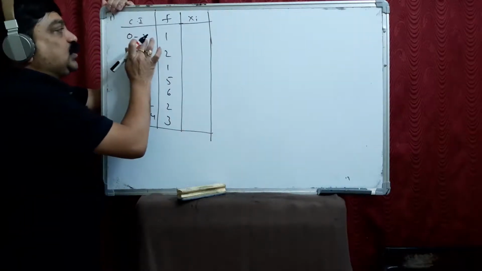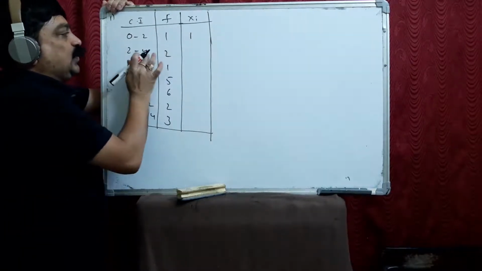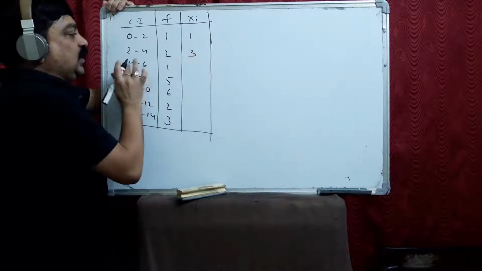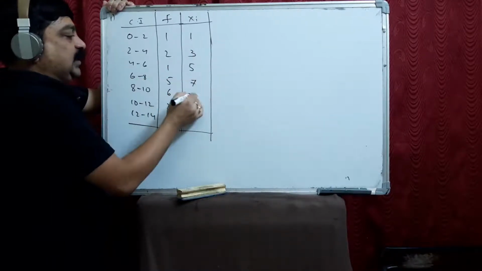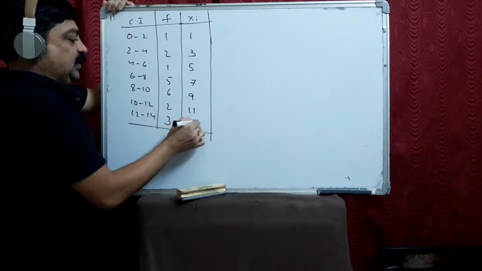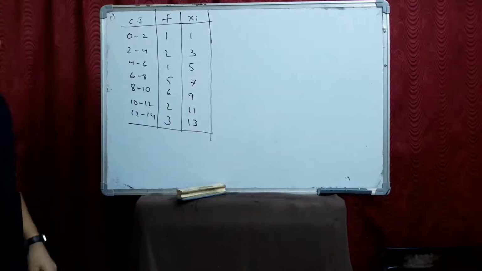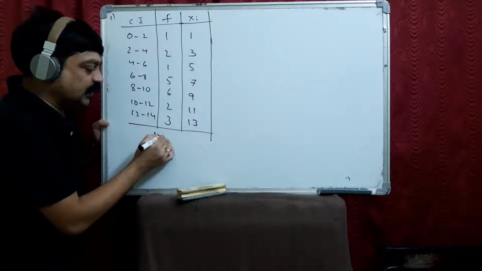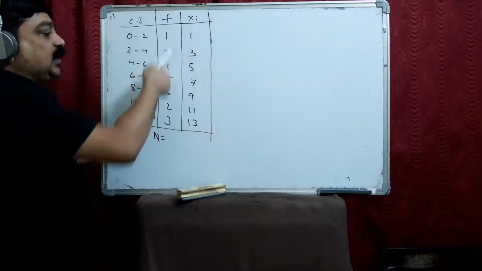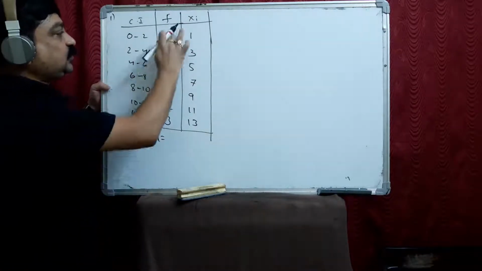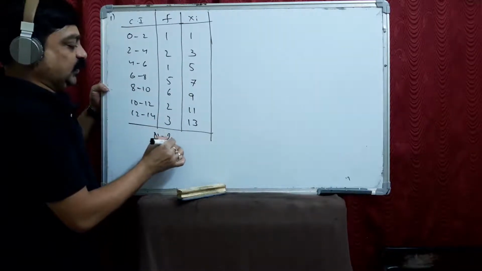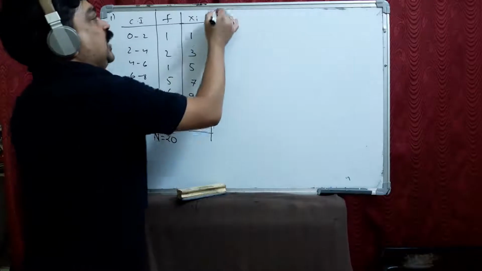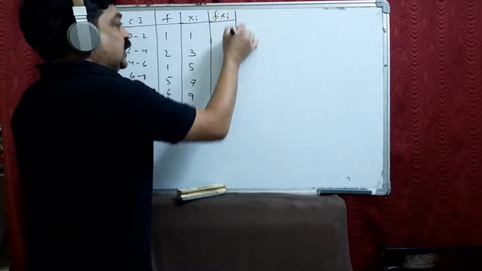So 0 plus 2 by 2 is 1, 2 plus 4 by 2, 6 by 2 is 3, 5, 7, 9, 11, 13. So the xi values are like that. The next thing that we have to find is capital N, which is nothing but the sum of the frequencies. 3, 4, 9, 15, plus 5, 20. Now, fi xi. Sir, why are you doing this?